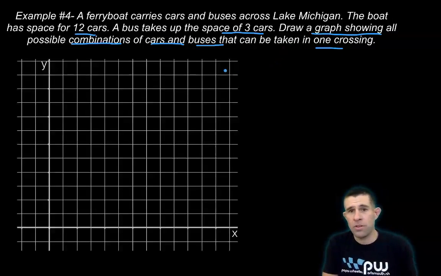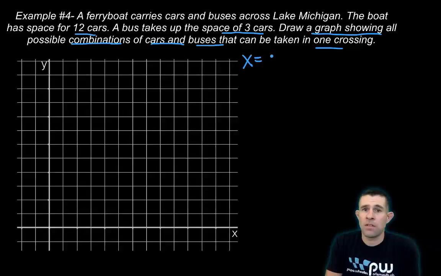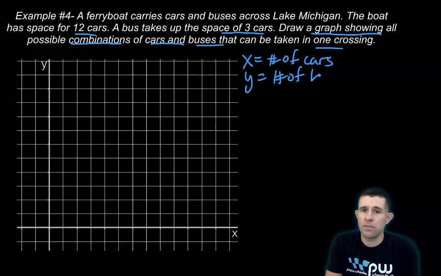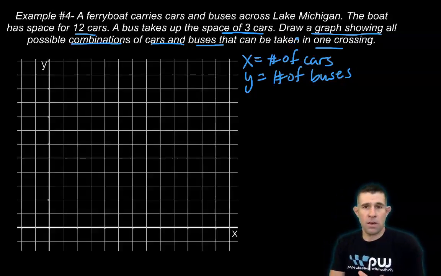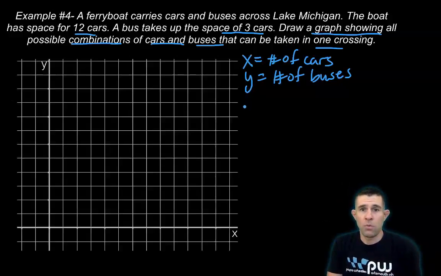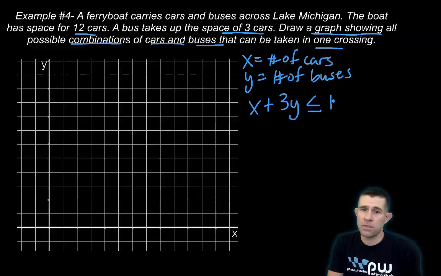So it's important for us to define our variables. Let's let x equal the number of cars, and let's let y equal the number of buses. All right, once we've defined that, now we want to write an inequality. We know that x plus 3y has to be less than or equal to 12.